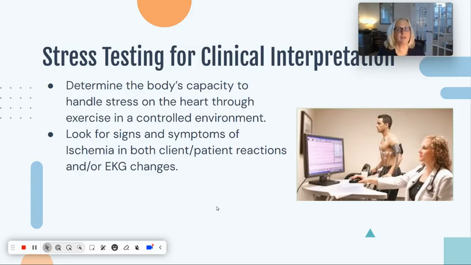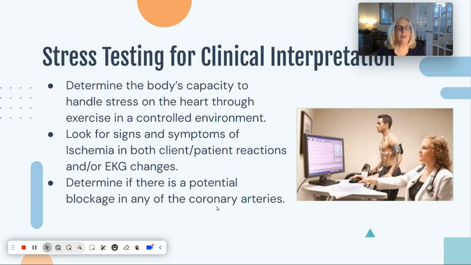That looks very different on the EKG. That's your next lesson next week, what ischemia looks like in both the client and patient reactions and on the EKG changes. So if they're having physical symptoms like chest tightness or chest pain or shortness of breath, and then in turn I see changes on the EKG, we can put those together and go, hey, I've got two pieces that fit together. They have ischemia. And then we can determine if there's a potential blockage in any of the coronary arteries based on where it's located.